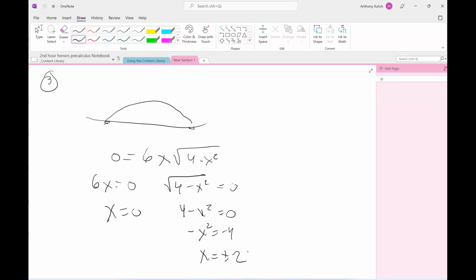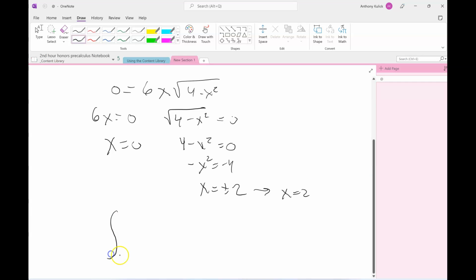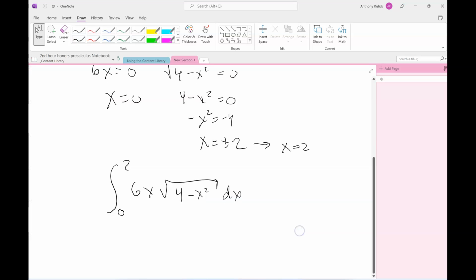Positive 2. Clearly from the picture, number 1. Number 2, we're told x is a measurement for the top of the spinning toy. I'm going to call it a top because what else is that going to be? And obviously a measurement has to be positive. So this is what we're going to be integrating. Everybody cool with that? How do I do this?